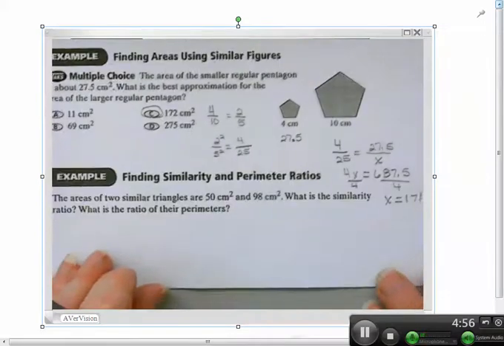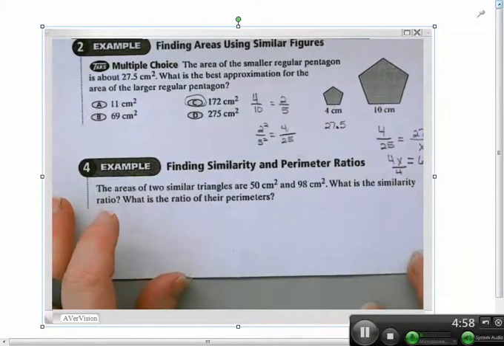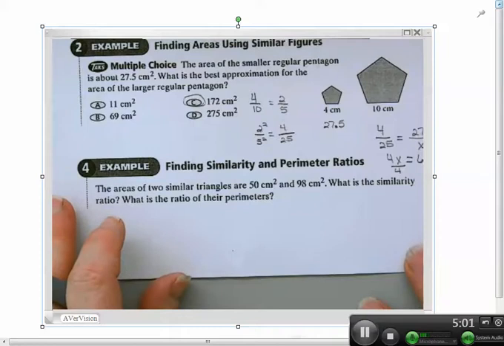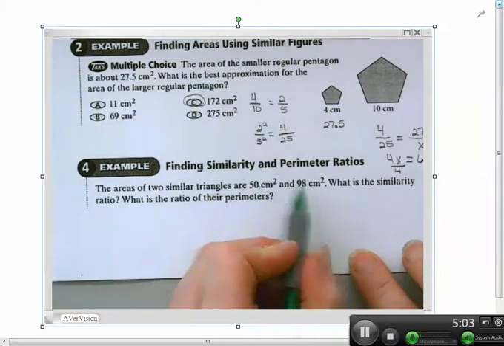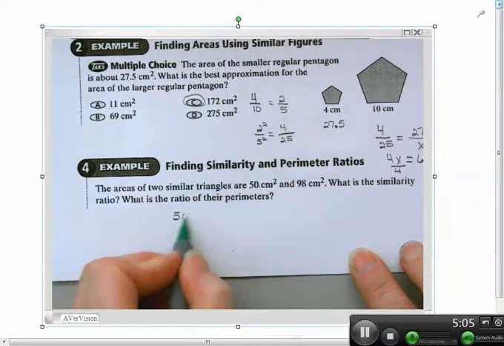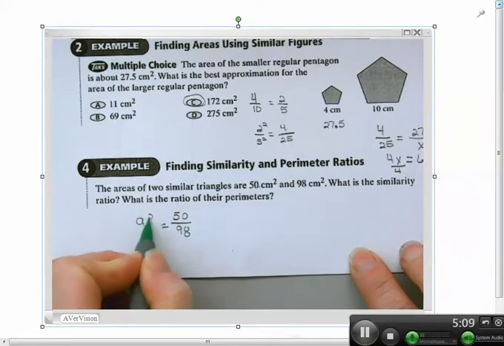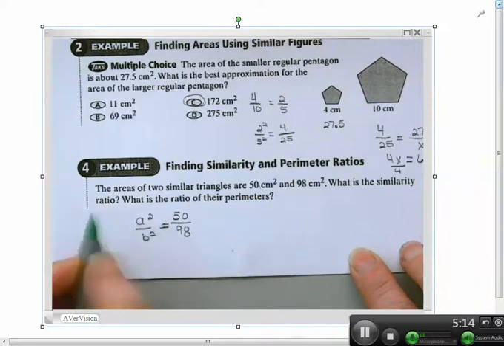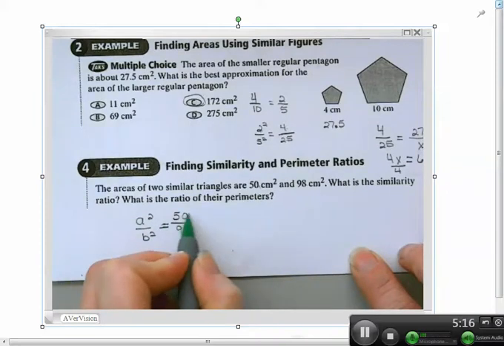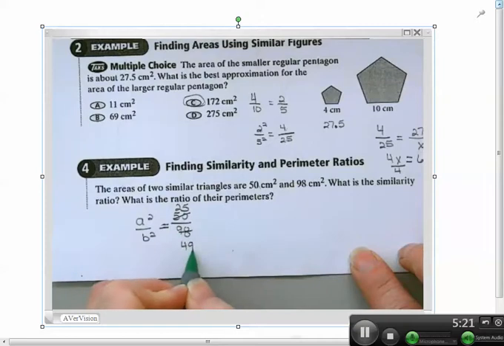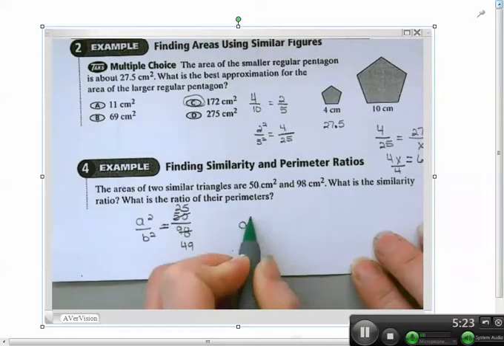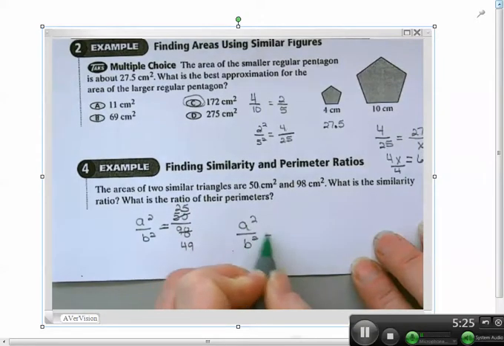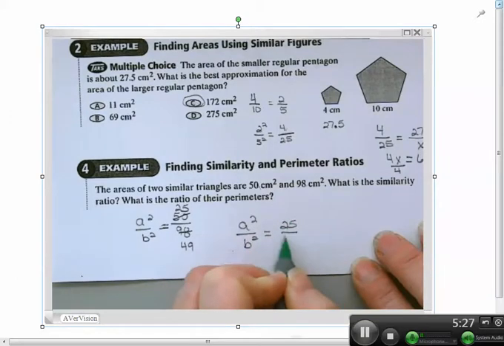Let's look at the next problem. Let's try to get this all on the screen here. The area of two similar triangles is 50 to 98. That's area, so it's A squared to B squared. Let's reduce that. 2 goes into both of those, so 25 to 49. So we have A squared to B squared is 25 to 49.